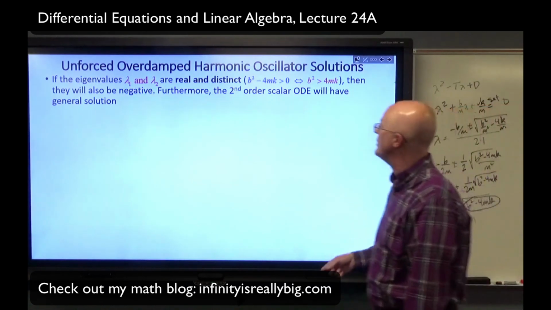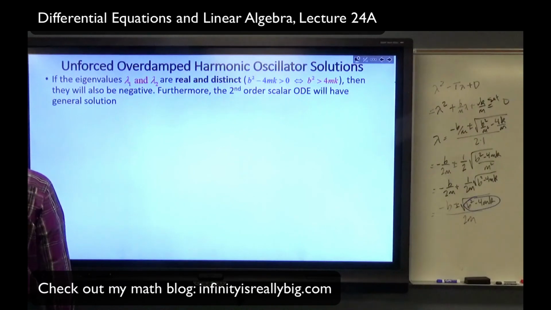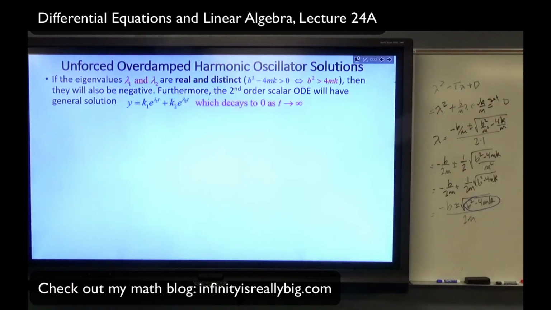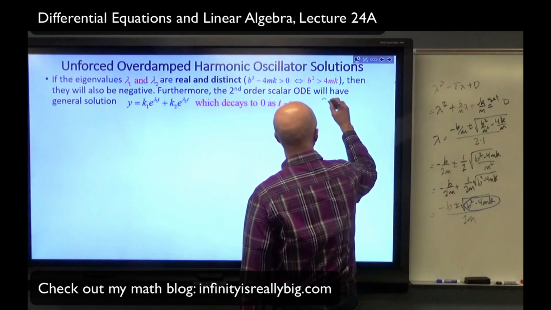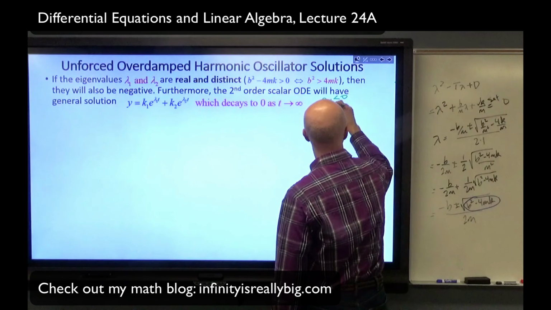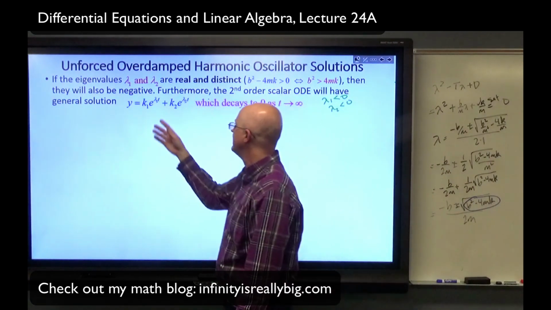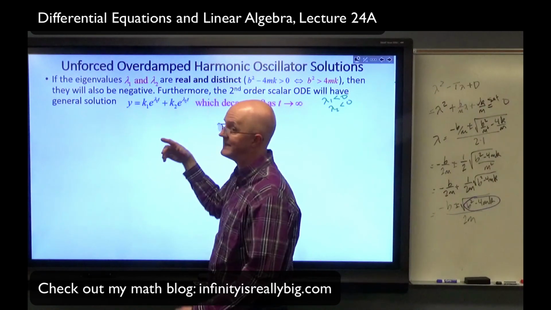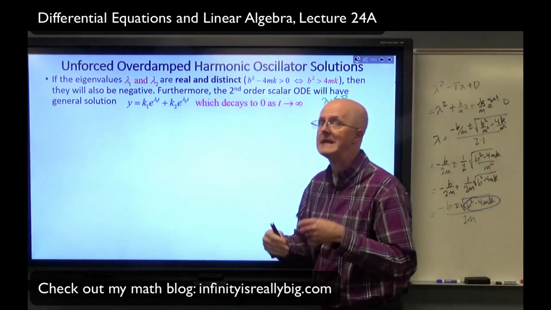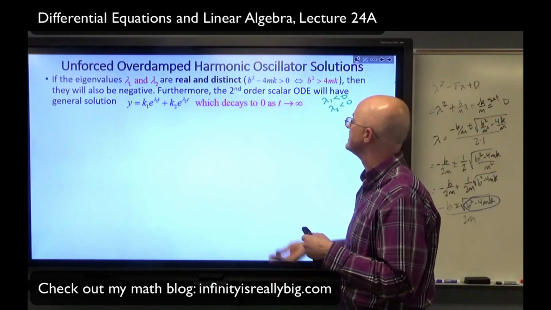So you're going to get two real negative eigenvalues for harmonic oscillators in that case. What's the general solution? It's this. And again, I'm assuming lambda 1 is negative and lambda 2 is negative. I could have written that as negative something times t here and negative something else times t. And if I did that, then the somethings would be the opposites of the eigenvalues. So just keep that in mind.